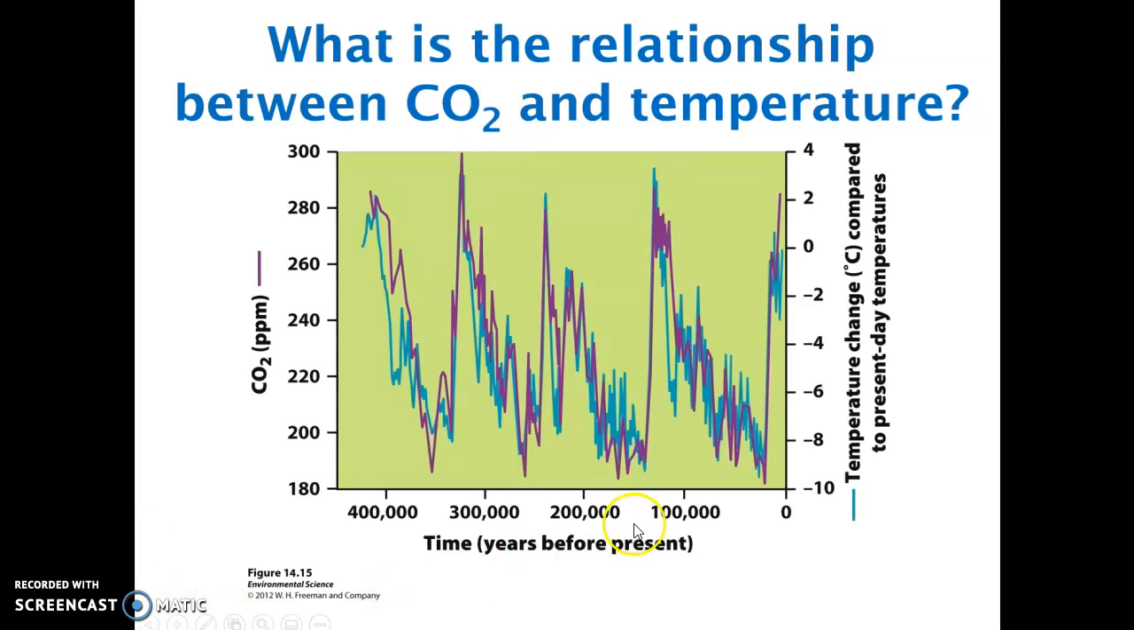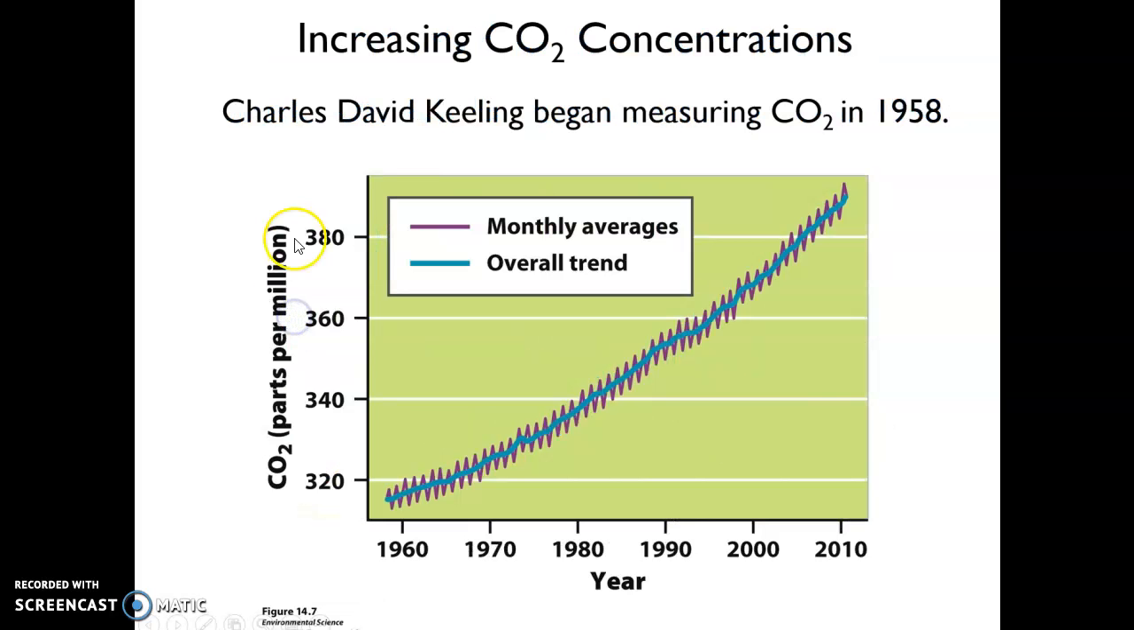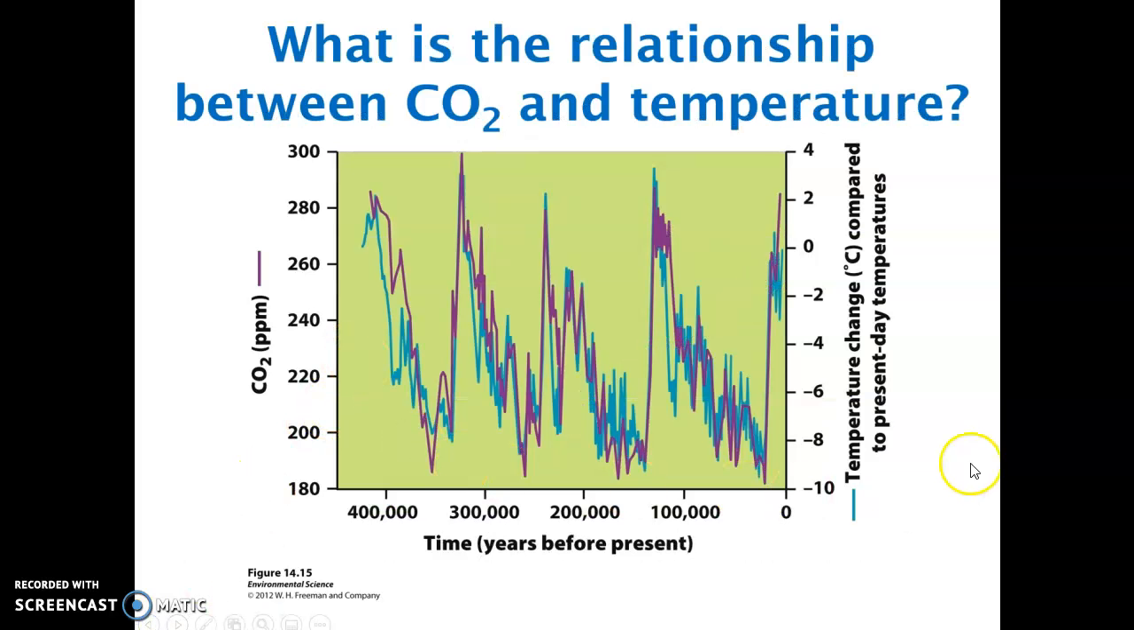On this graph, you can see time in years before present, with present being on the right-hand side of the graph and going back in time as you go toward the left. Along this axis, you have CO2 in parts per million, and on this side, you have temperature changes in degrees C compared to present-day temperatures. The purple line is the CO2 value, and the blue line is the temperature change.